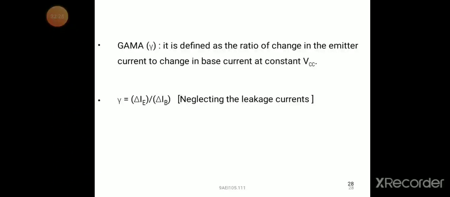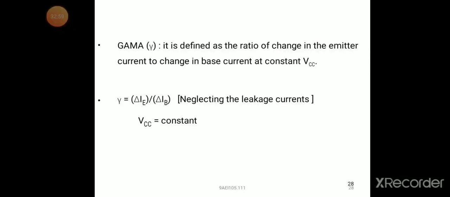The next one is the gamma. Gamma is the amplification factor in the common collector. It is defined as the ratio of the change in the emitter current to the change in the base current at constant VCC. So delta IE by delta IB, with VCC constant. This is also a very high value.